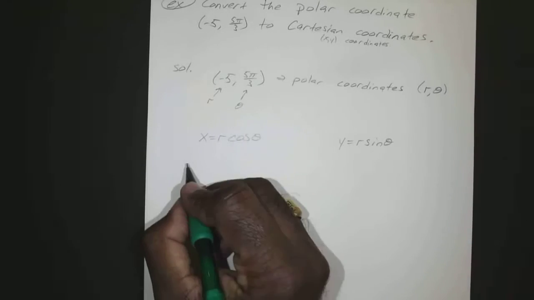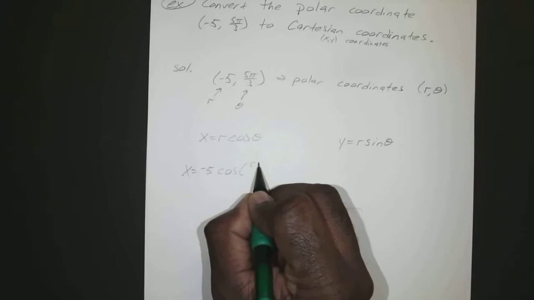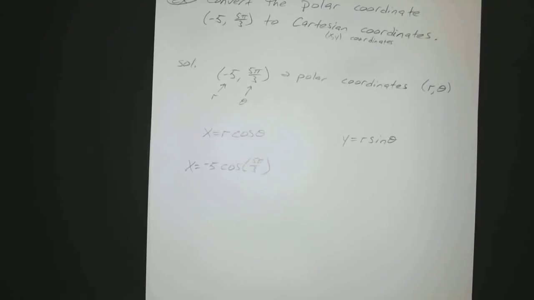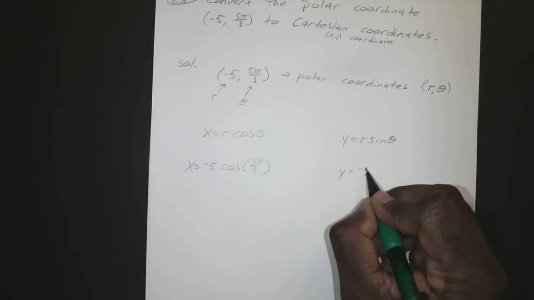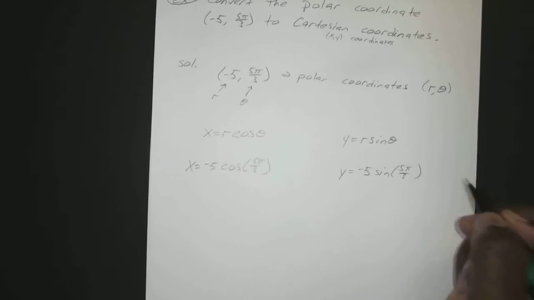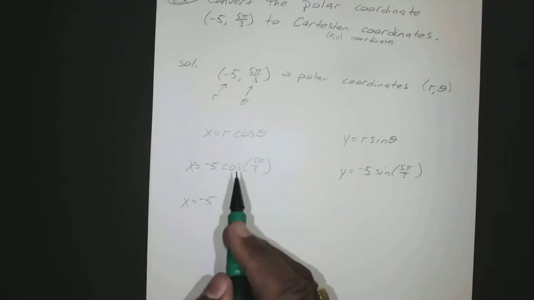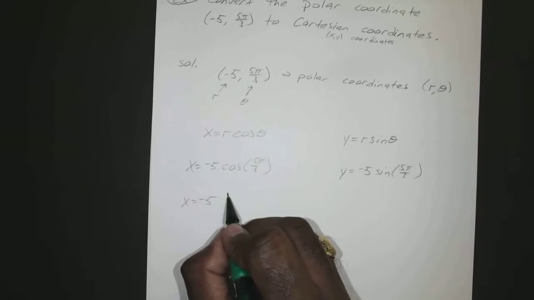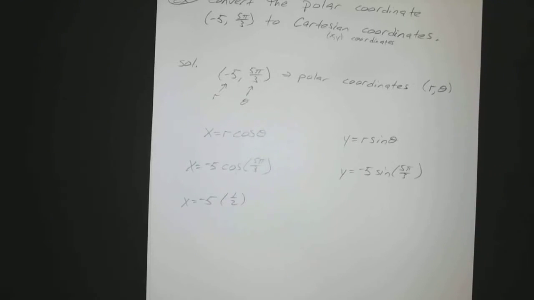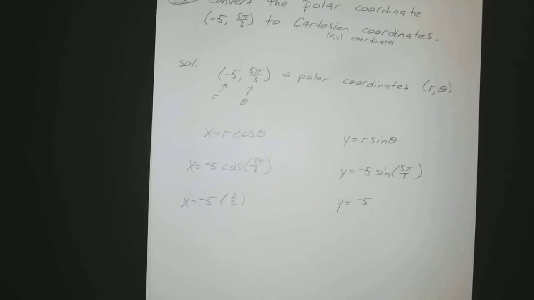Okay. So that means x is going to equal -5 times cosine of 5 pi over 3, and y is going to equal -5 times sine of 5 pi over 3. So that means your x will be -5. Cosine of 5 pi over 3 is 1/2. And y is going to equal -5 times sine of 5 pi over 3, which is negative square root of 3 over 2.